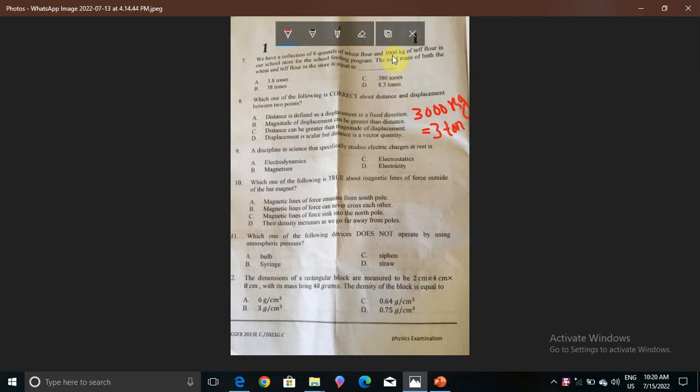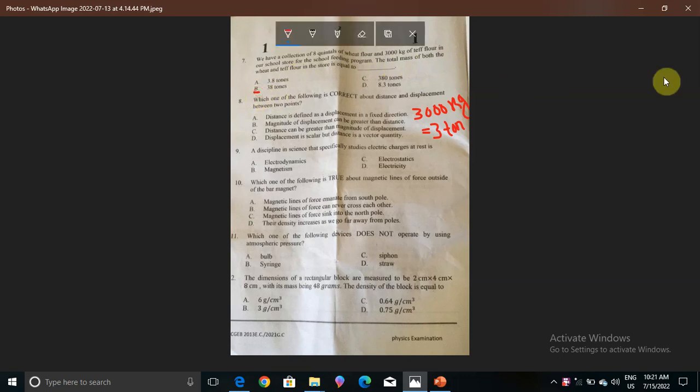Okay, so that means we will convert 3,000 kilogram into 3 ton. After having 3 ton of teff flour in our school store for the school feeding program, the total mass of both the weight and teff will be 38 tons.